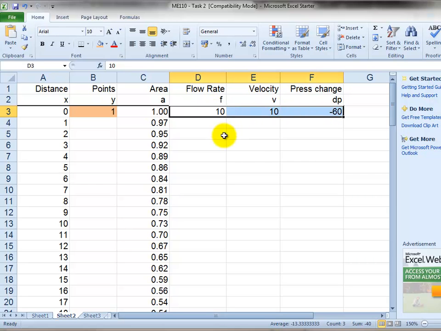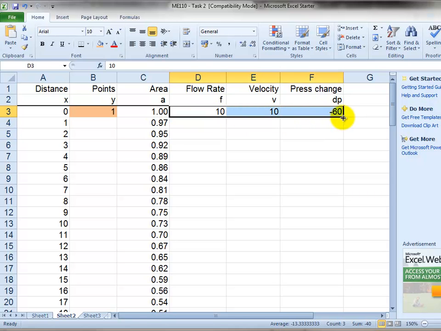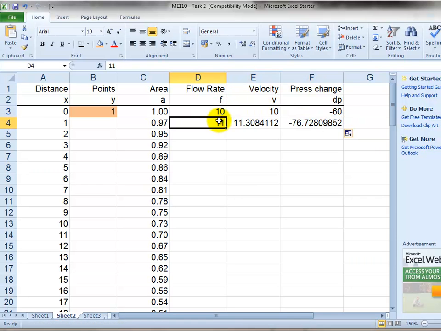Now we've got the formulas in here. The quickest way to copy it down is just to highlight the whole lot, and that should, actually that doesn't copy down, make that 10. We don't want the flow rate increasing. The flow rate is constant. You'll have to try and think about that. Why is the flow rate constant?